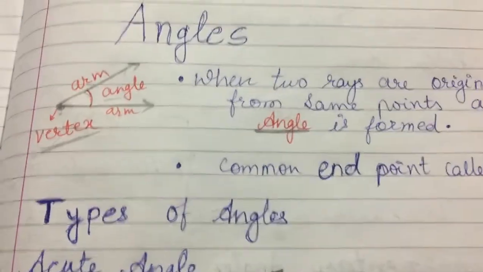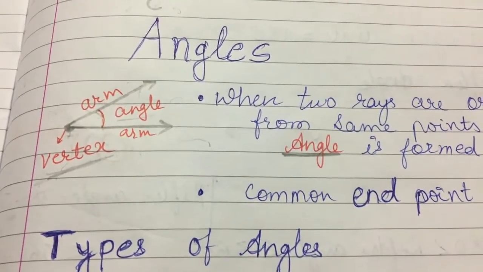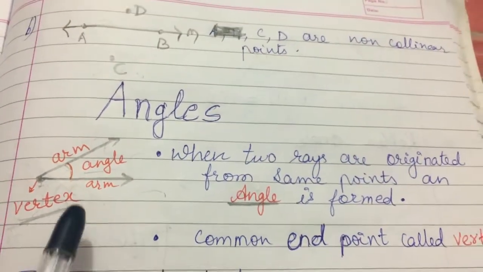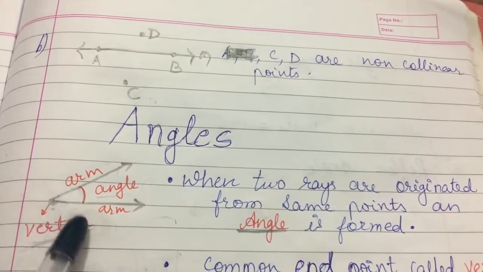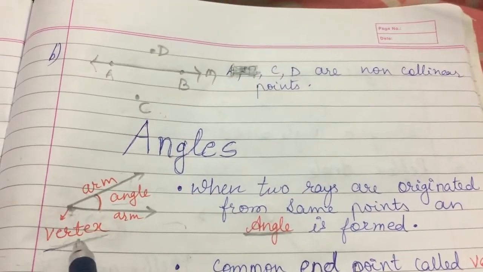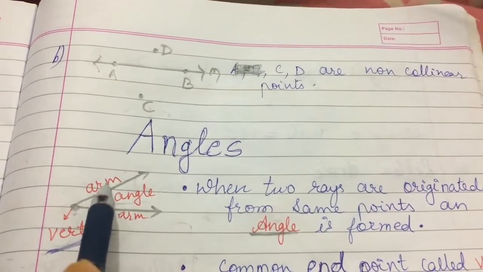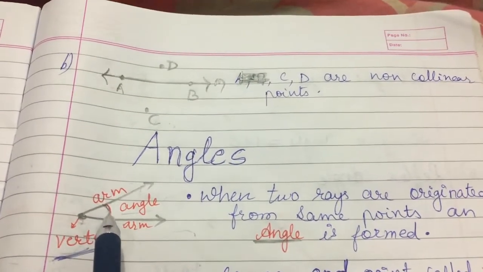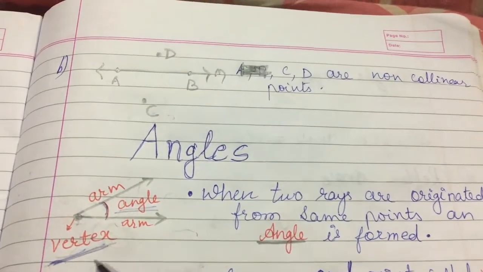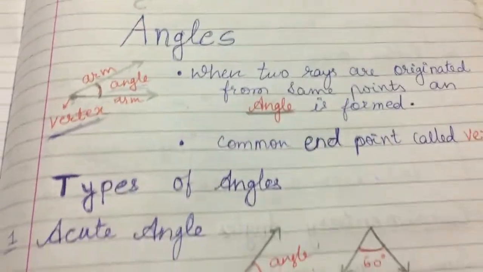So let us see about angles. First portion completed, so let us see the next, that is your angles. An angle is formed when two rays originate from the same point. Here this is your vertex. Vertex means the common endpoint, and here are the two arms. In between is your angle. So hope you understood angle, vertex, arm. Okay, now see the types of angles.